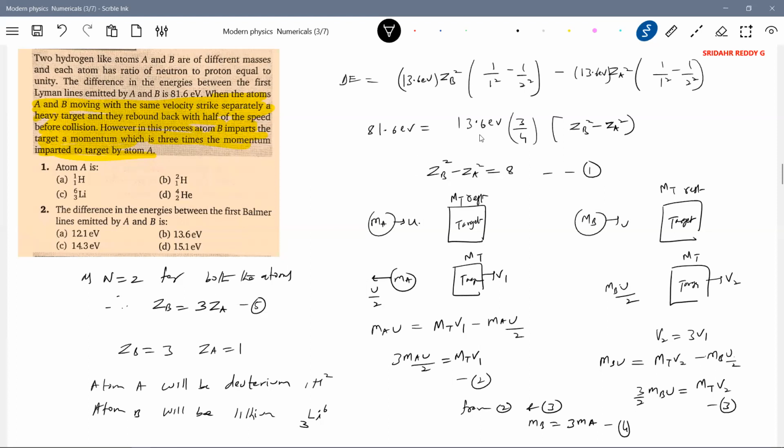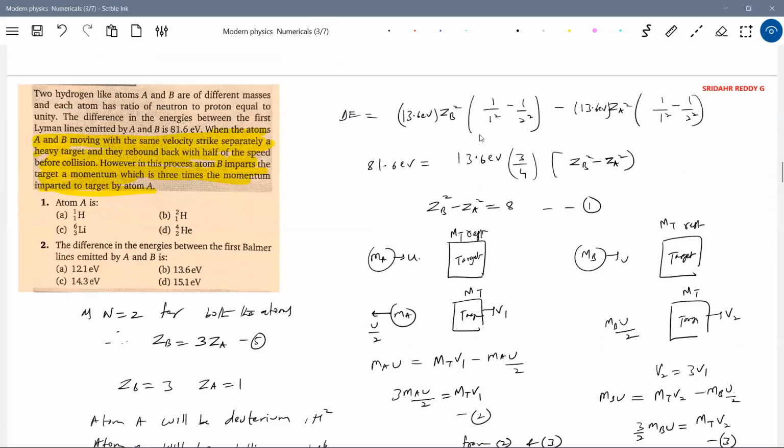Second question, 15.1 electron volts. The difference in energy between the first Balmer lines emitted by A and B. I think here we'll go for, definitely, Balmer line means what we can take 3 to 2. The value of ZB is there. The difference in energy is between the first Balmer line emitted by this one. Here I'll write 3, here I'll write 3, and the values of ZB and ZA we know. First Balmer line, 3 to 2.